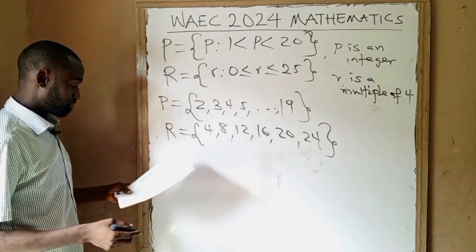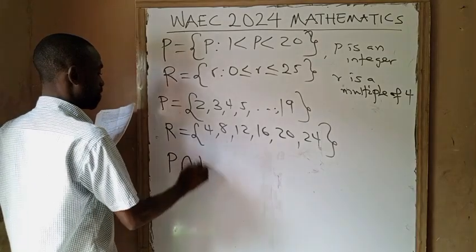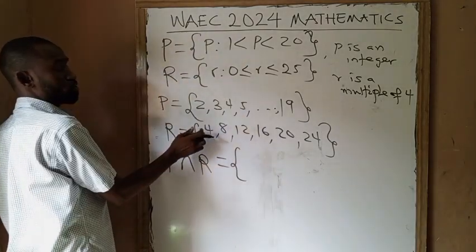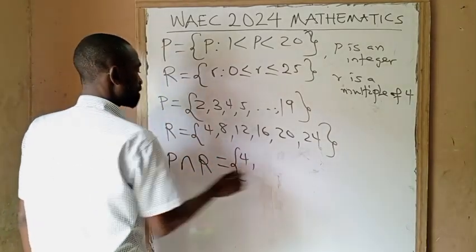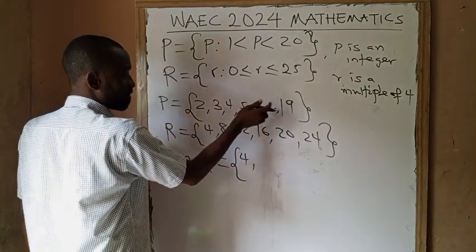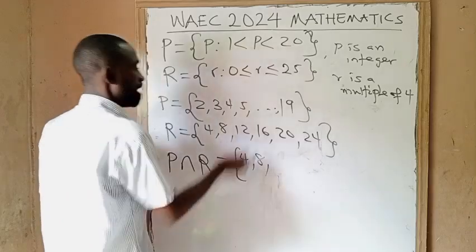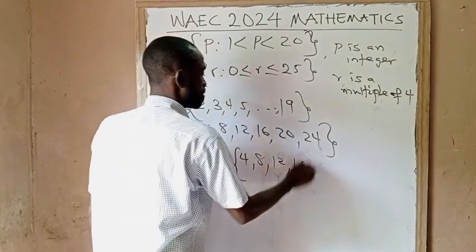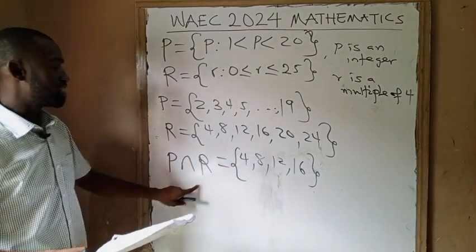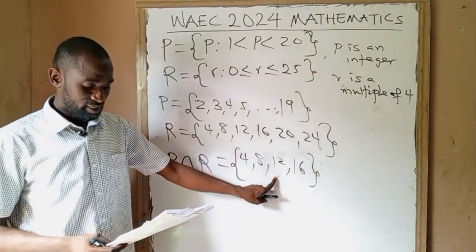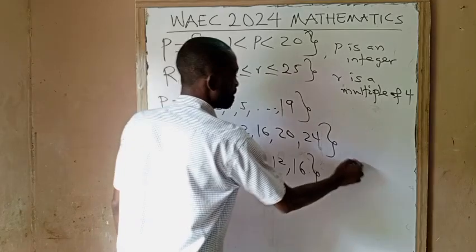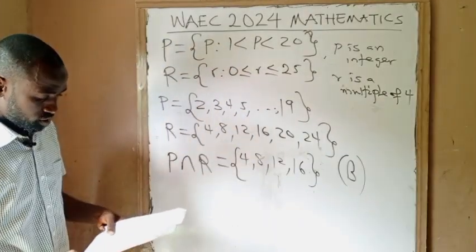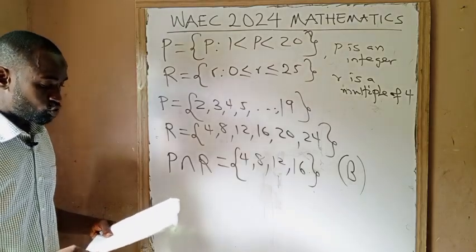We have to find P intersection R. What is P intersection R? We can see 4 here. We can have 8 here, 12 here, and 16 here. So our P intersection R is 4, 8, 12, and 16. That is option B. So the correct answer for number 2 is option B: 4, 8, 12, and 16.